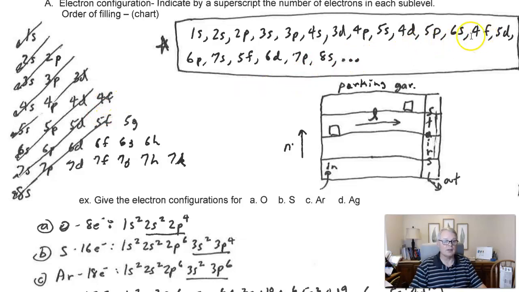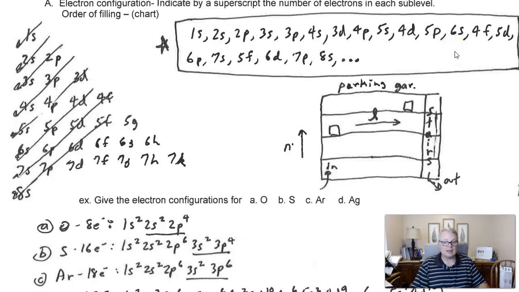What comes after 6s? 4f. Look, here's an orbital that belongs to an energy level 2 levels lower, but that sublevel is higher in energy than the 6s. Because an f is so much higher in energy than an s, it overwhelms the fact that 4 is less than 6. What's after 4f? Well, 5d. Okay. Then we're back to 6p. Then we go to 7s, 5f, 6d, 7p, 8s. Do you see, the further up I go, the more things tend to get messed up? That's the way it works.